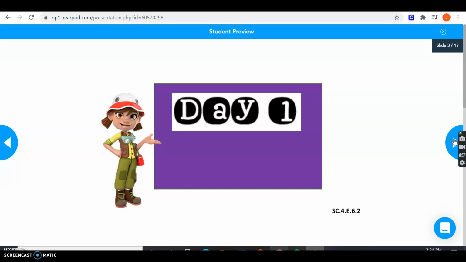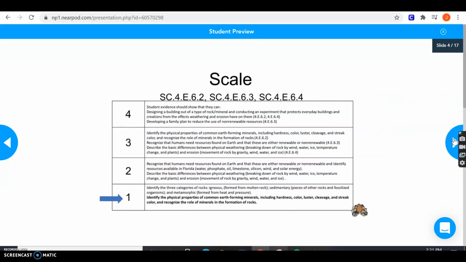Good morning, friends. This is day 1 of Big Idea 6 for science. So we are going to go ahead and get started. Today we are at a 1 on the scale because it is our first day, and this is just the basis of what we're going to be doing.